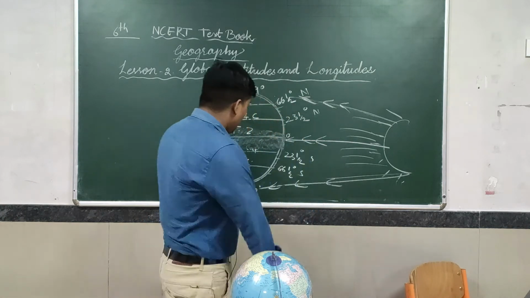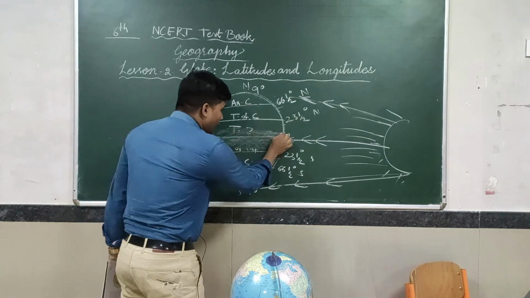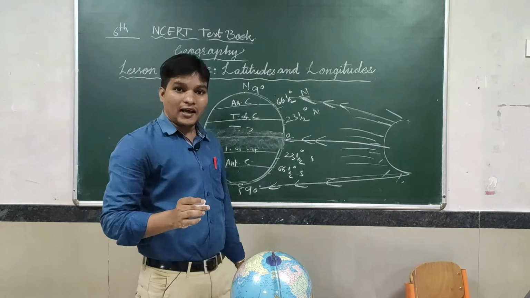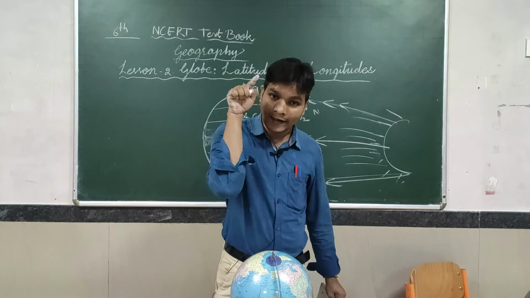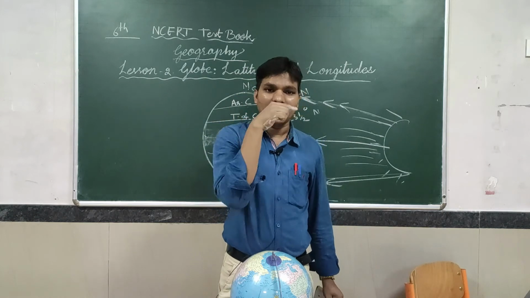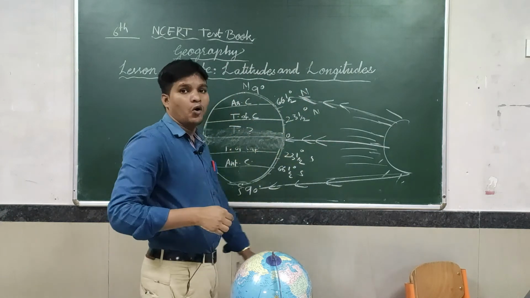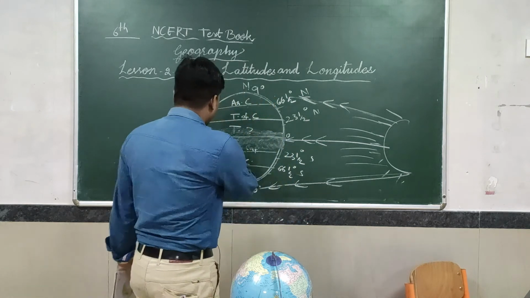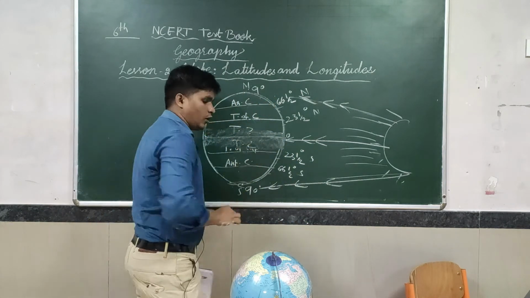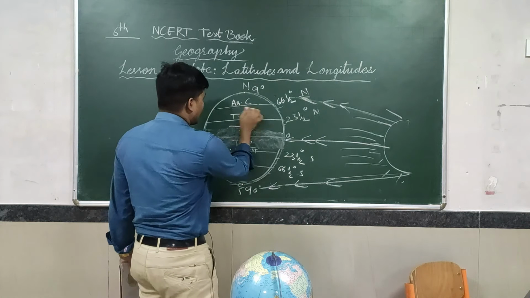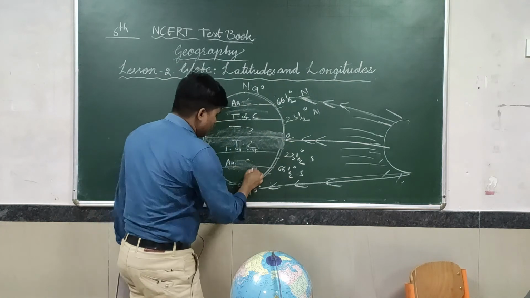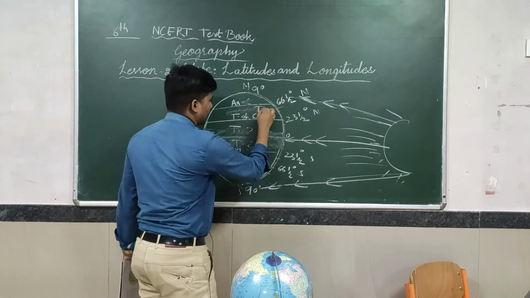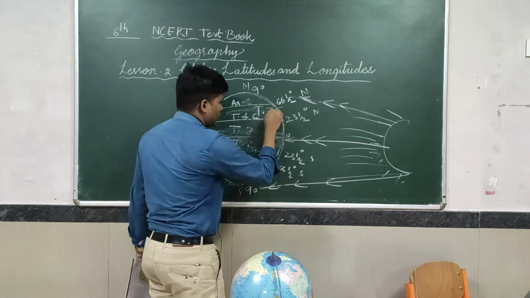temperate zone. So though it is getting more heat, though the light is falling straight, that's why this area gets more heat. That's why this area is called the torrid zone, while these areas are called temperate zone. Temperate zone.